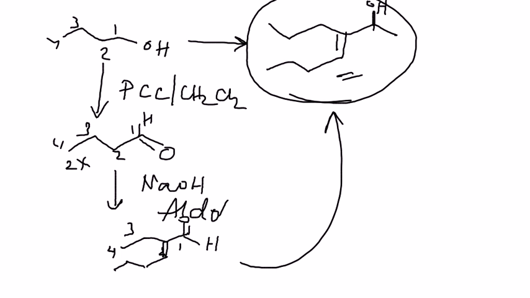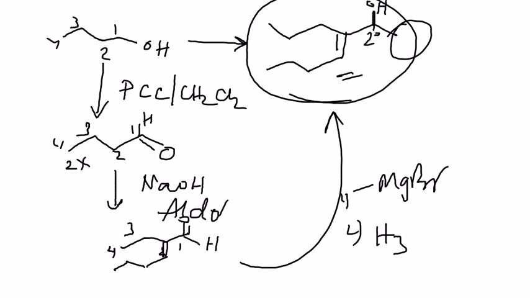And now if you treat this with Grignard reagent, since you need only 1 methyl, it's a secondary alcohol that you have right here. So if I treat it with methyl magnesium bromide followed by hydrolysis, it's going to react at the aldehyde to generate the secondary alcohol, and that'll be your product.